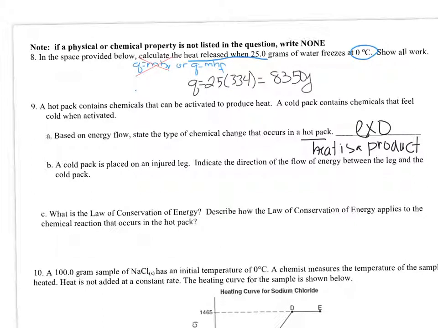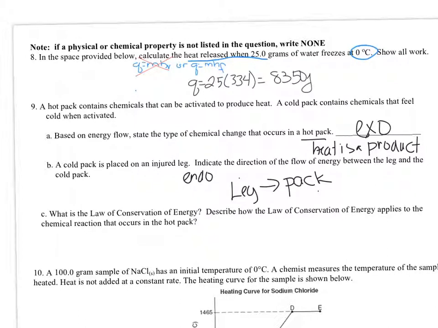If a cold pack is placed on an injured leg, indicate the direction of the flow of the energy between the leg and the cold pack. This is weird: you feel cold because the cold pack is taking heat from your leg to power the reaction that is occurring. The reaction requires energy. It's an endothermic reaction, and so it takes heat from your leg to the pack, making you feel the absence of heat and providing heat for the reaction that's occurring in it.